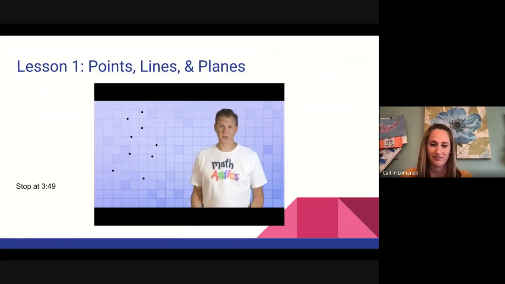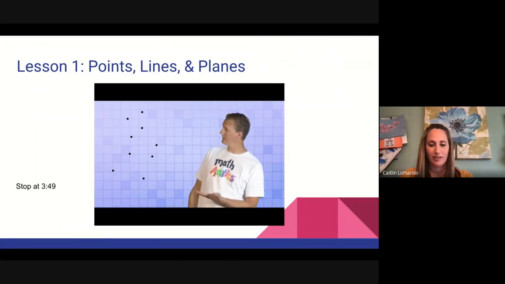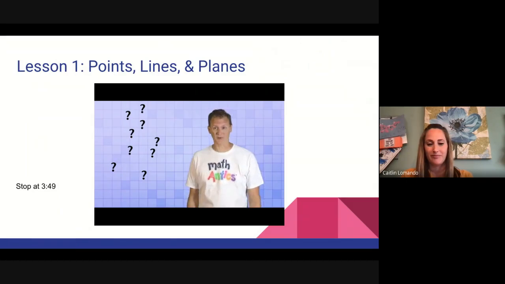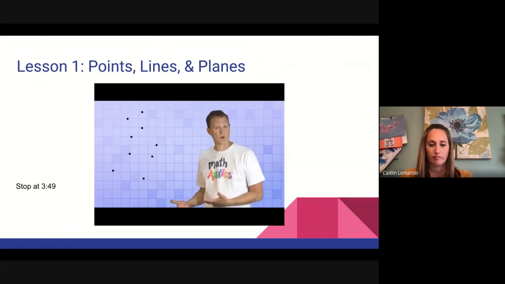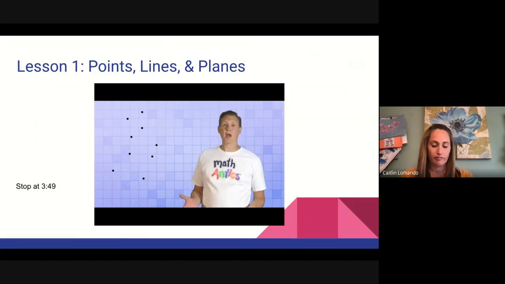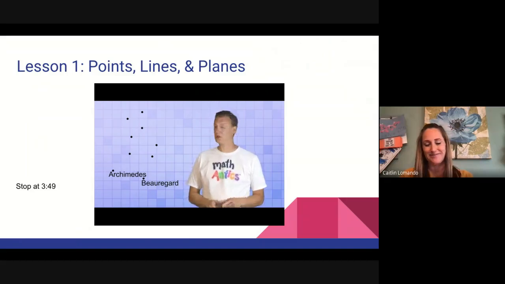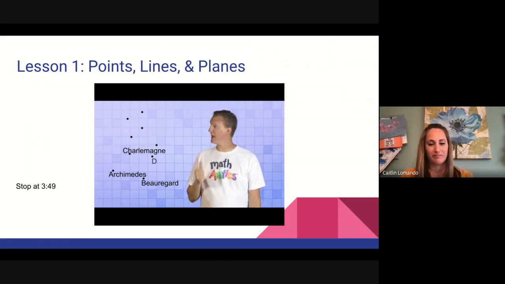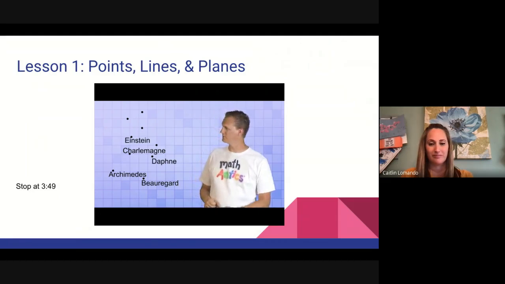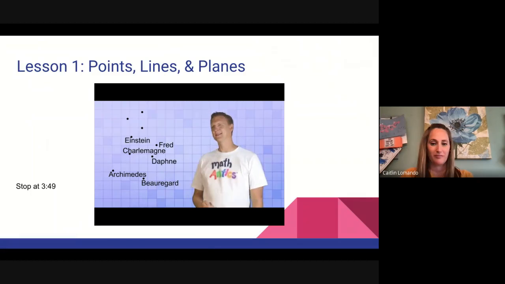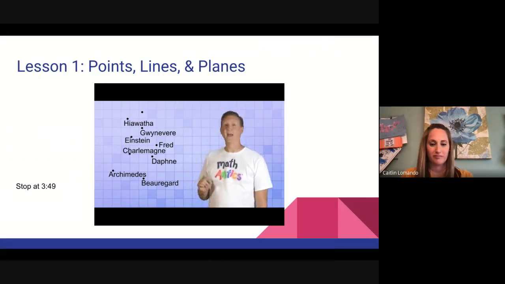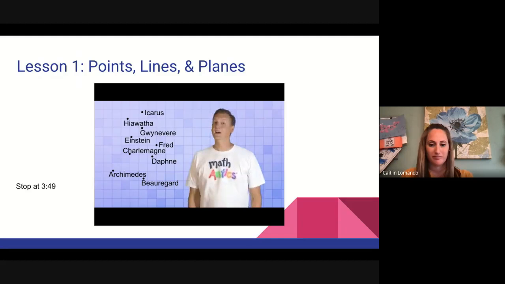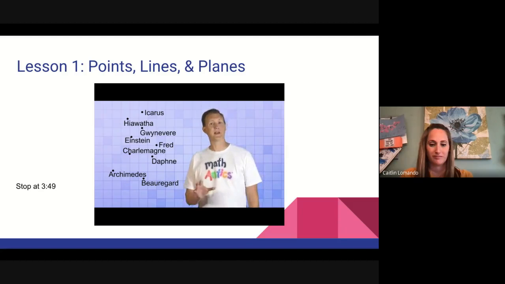But they won't really help that much unless we name them, because if I say, hey, look at that point over there, it's kind of hard to tell which one I'm talking about. I mean, they all look the same. So what name should we give these points? Well, let's see. How about Archimedes and Beauregard? That'd be good. Maybe Charlemagne? How about Daphne and Einstein? Let's see. Fred and Guinevere, Hiawatha, and Icarus. Perfect. You know, on second thought, those names are kind of long and complicated. Why don't we just use the first letters of each name instead?